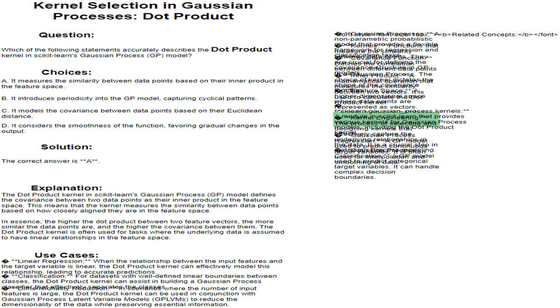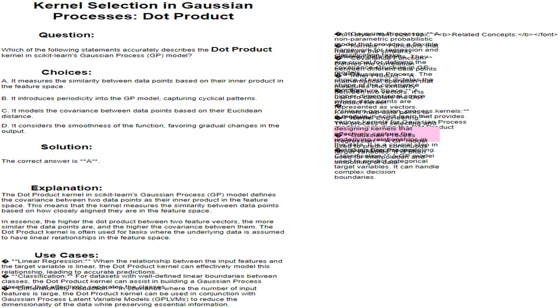sklearn Gaussian process kernels. A module in scikit-learn that provides various kernels for Gaussian process models, including the dot product kernel. For example, using the module in a Python script to build a GP model for machine learning tasks.